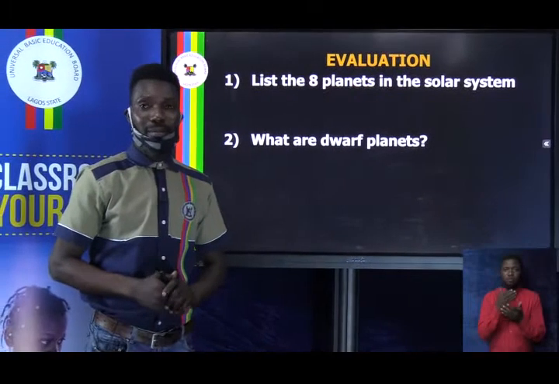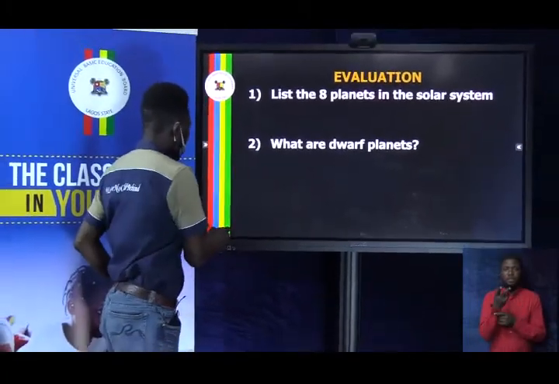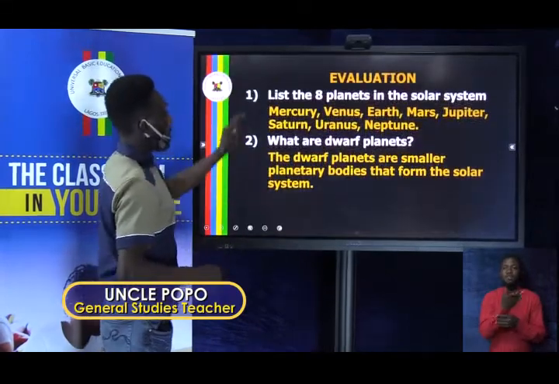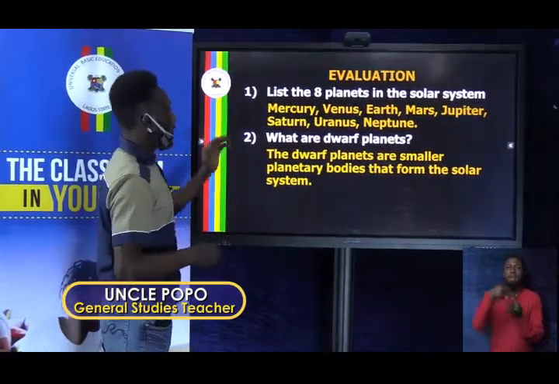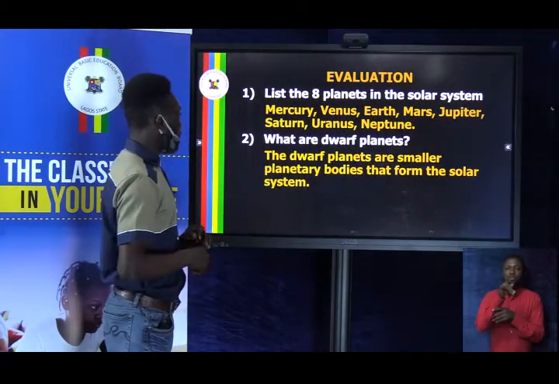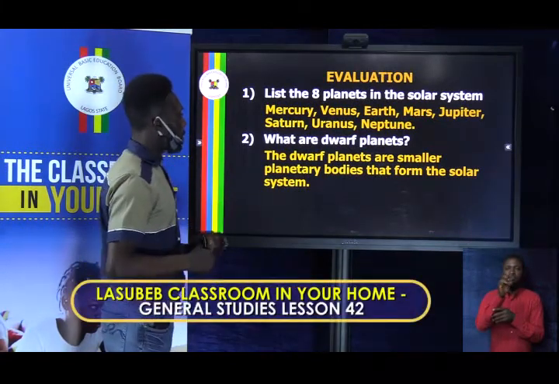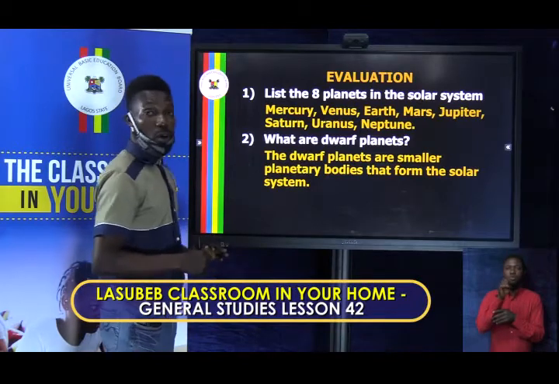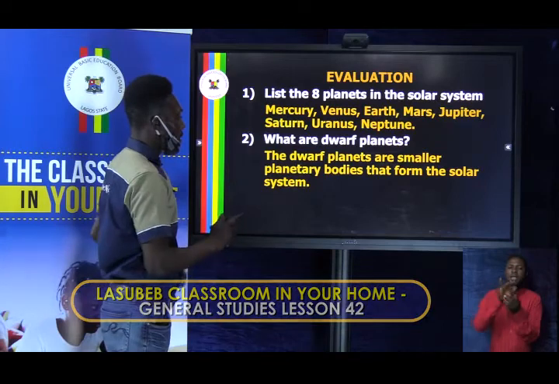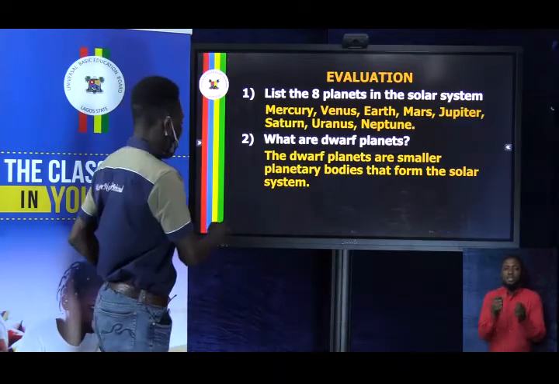Eyes on me? Good. Let's see if you have written the correct answers. The 8 planets: Mercury, Venus, Earth, Mars, Jupiter, Saturn, Uranus, Neptune. What are dwarf planets? Dwarf planets are smaller planetary bodies that form the solar system.